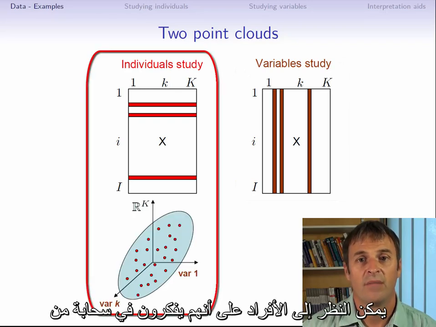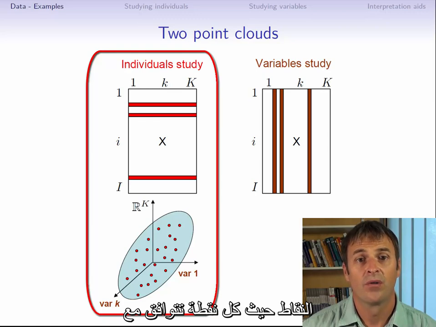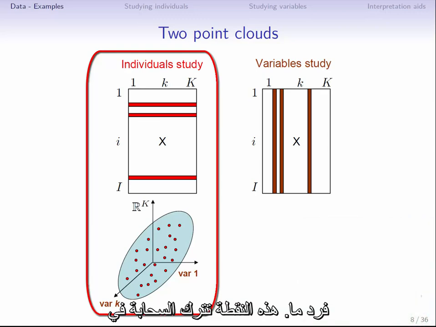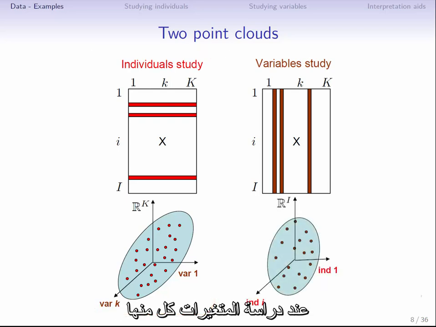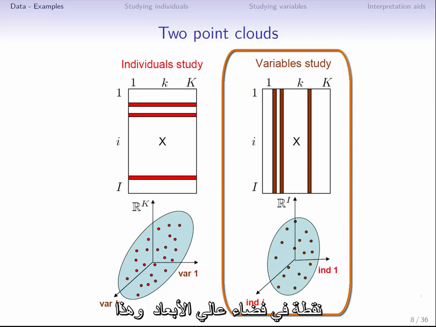Studying individuals can be seen as considering a cloud of points, where each point corresponds to an individual. This point cloud lives in a space with many dimensions. If there are K variables, it lives in a K-dimensional space. When studying variables, each is a point in an I-dimensional space. That is to say, there are I coordinates for each variable. Therefore, we will see a cloud of variables in R^I.